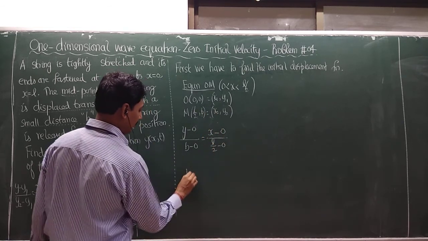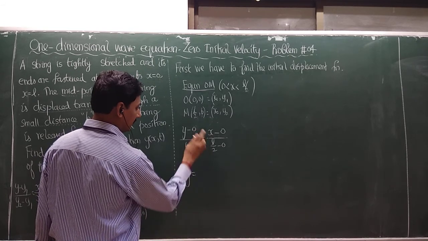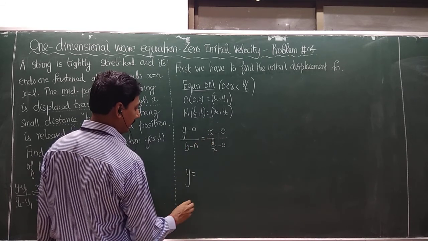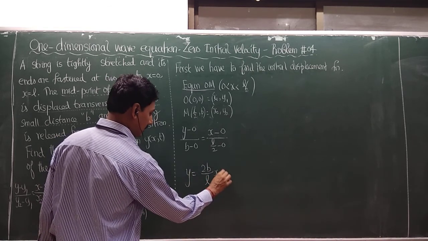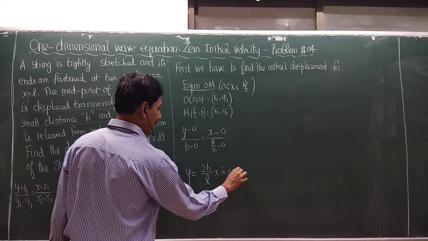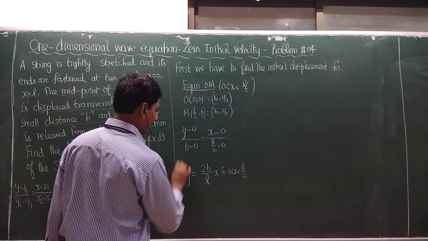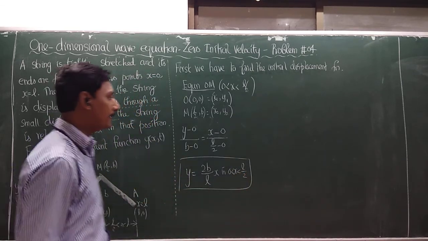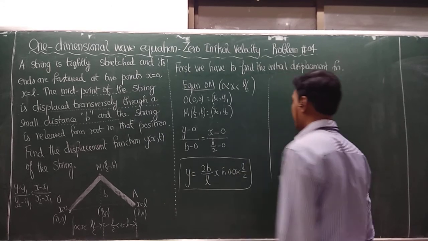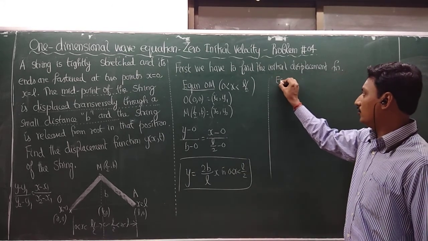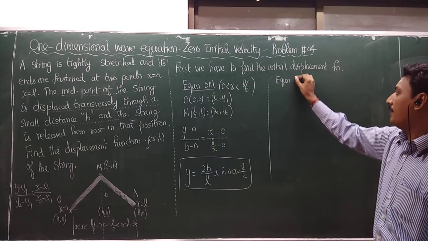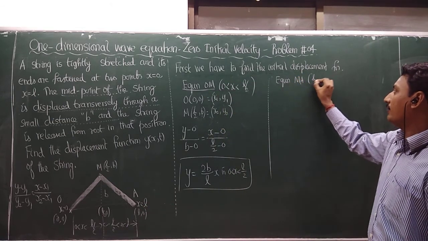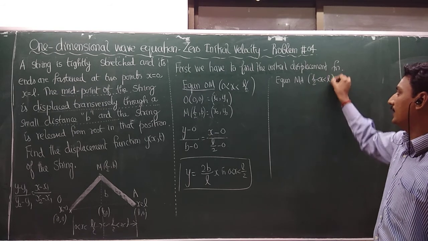So let us simplify this. We get y equal to 2b by L into x, after cross multiplying. So this is the initial displacement function for the first half of the string. What about the second one? The equation from MA, for the second half, L by 2 less than x less than L.